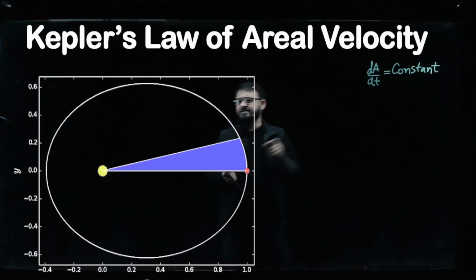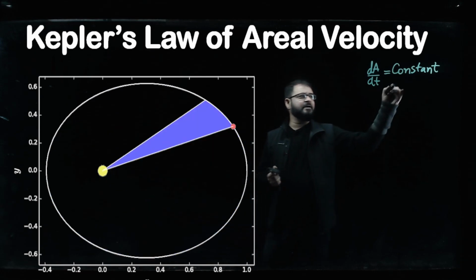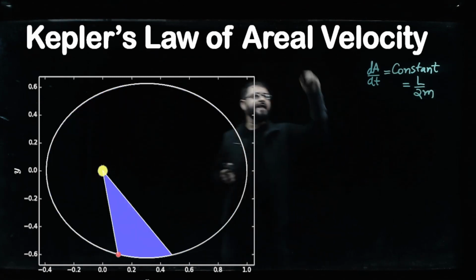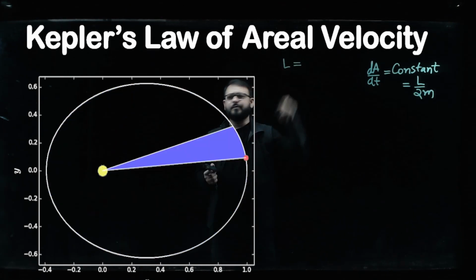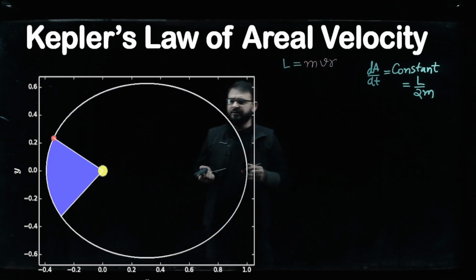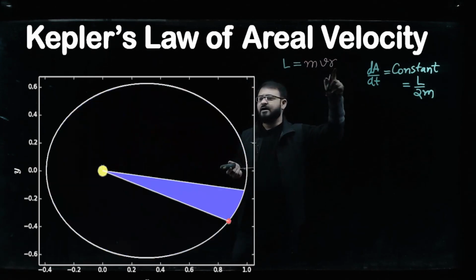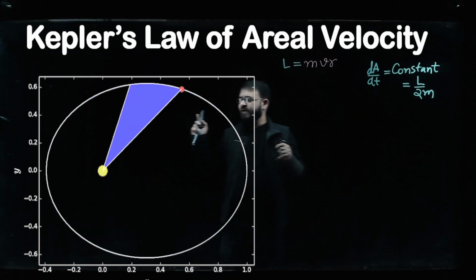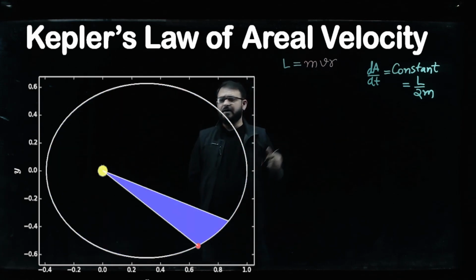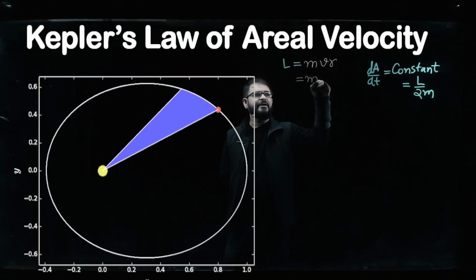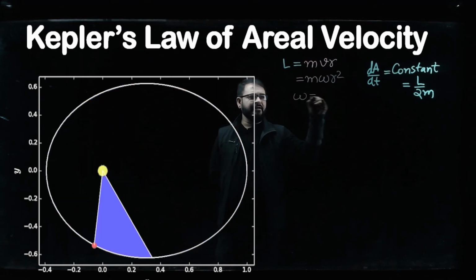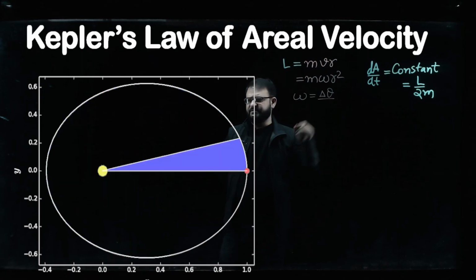If there is a geek inside you, and if you want to go for details, then this constant is going to be L upon 2m, where L is the angular momentum. L is given by m v r, where m is the mass, v is the velocity, and r is the separation from the star. So the angular momentum of this planet revolving around the star is given by this formula. We can rewrite it in terms of angular velocity as m omega r squared. Now this omega is the rate of change of angular displacement.